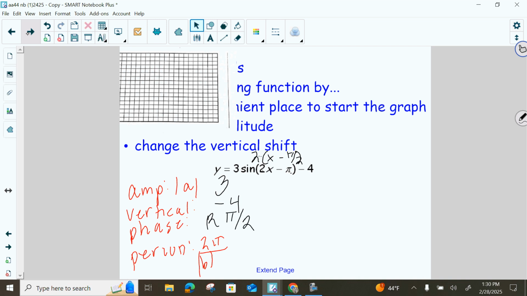Cole, how about period? 2 pi over B. What's my B? It goes right in order, A, B, C, D. So 2 pi over 2, pi. My period is pi. It should take pi units for 1 complete sinusoid to happen. Okay? You are going to be able to check those.